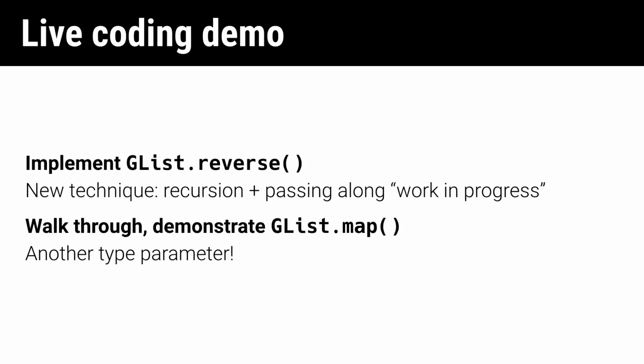Now, we're going to do some live coding. We're going to show you how to implement reversing a list, and our live coding will also show you a recursion style where you pass along your work in progress. And we're going to demonstrate glist.map. All right, here we go.